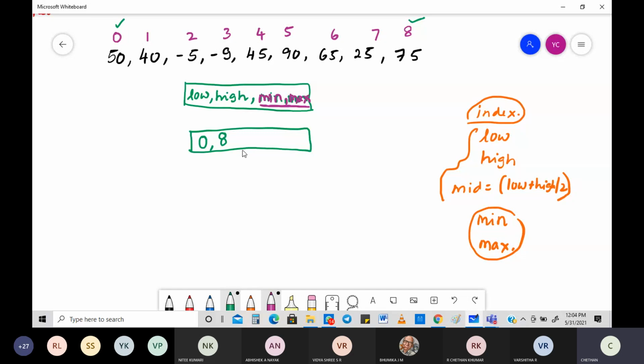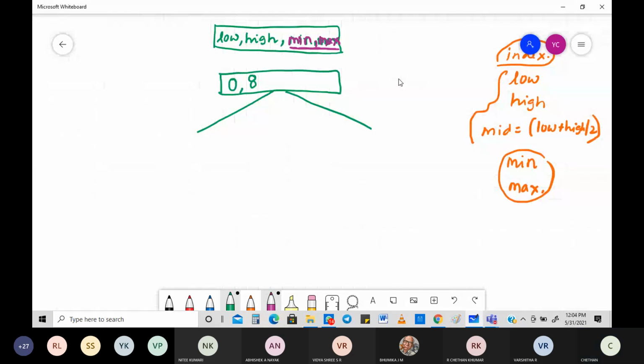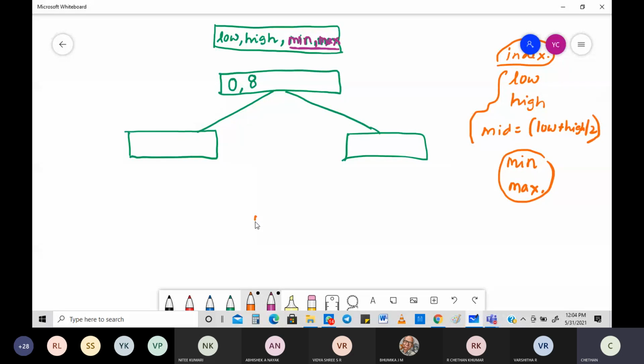Now be careful with the value I'm supposed to get. These are your low and this is your high. Next, I need to put this into two parts like this. What are the two ways of putting these values here? I need to figure out the midpoint. How do you figure out the midpoint? Midpoint is equal to low plus high, divided by 2. The low value is 0 and the high value is 8, so 0 plus 8 divided by 2, and the value that you get is 4.